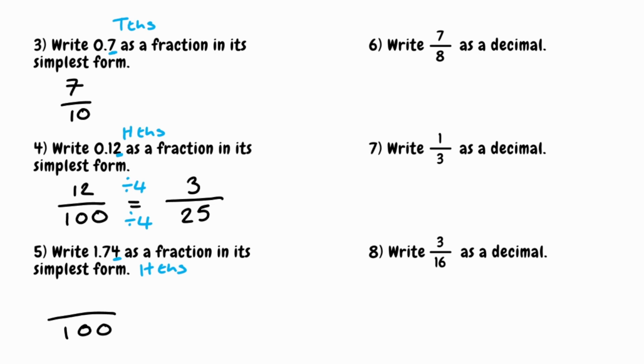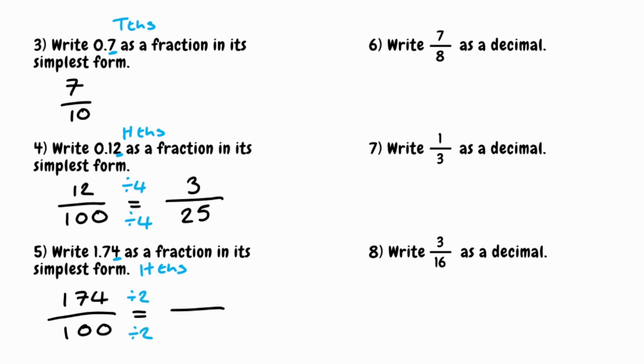So that's what I'm going to put on the numerator, 174 over 100. So we can see we've got an improper fraction now, which makes sense given that our decimal was greater than 1. So now we want to write this 174 hundredths in its simplest form. So we want to find the highest common factor of both of these numbers. Well, the highest common factor of both of these is actually 2.